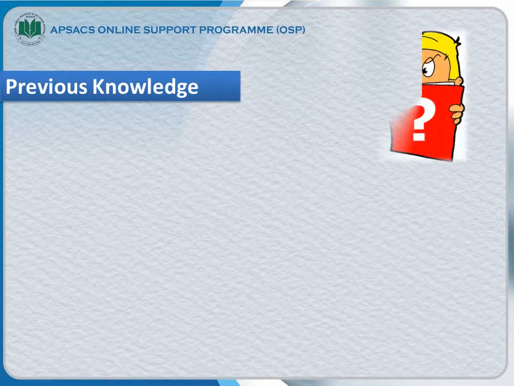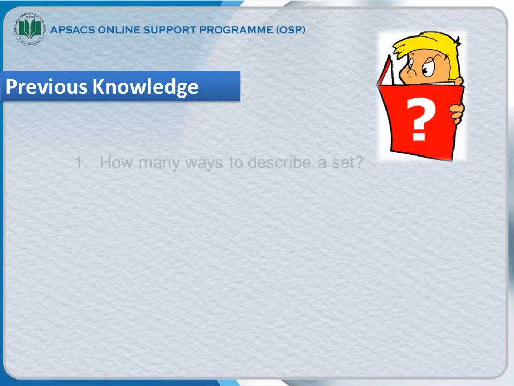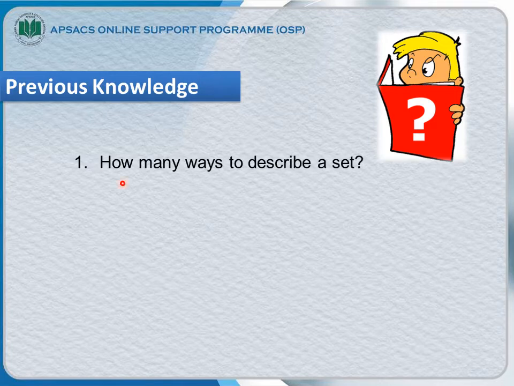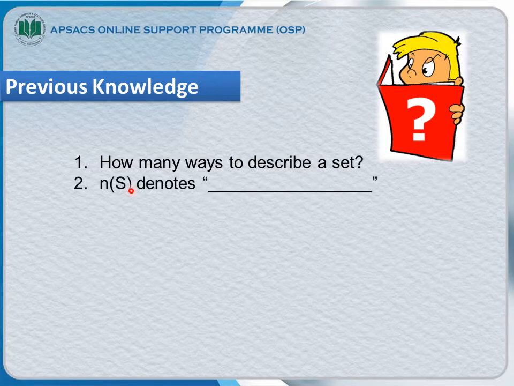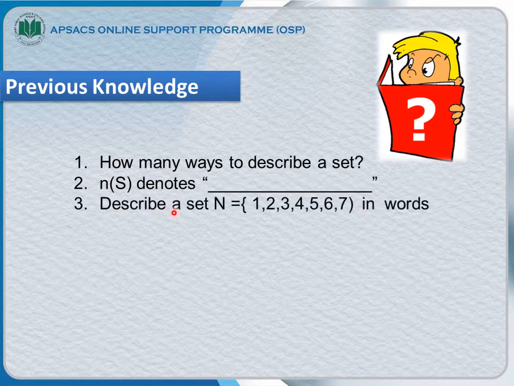Previous knowledge. How many ways to describe a set? Question number 2. This denotes. What is meant by this? You have to write in this blank. Question number 3. Describe a set in words. You have to describe this set in words.